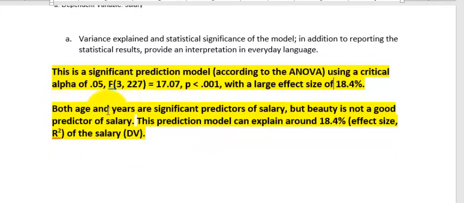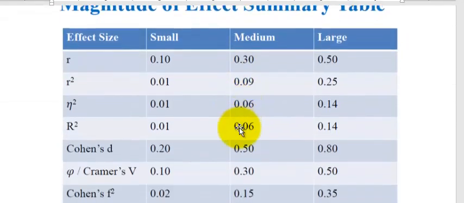And I did this already. Both age and years are significant predictors, but beauty is not. And we already did that too. Okay. Here is your effect size table.